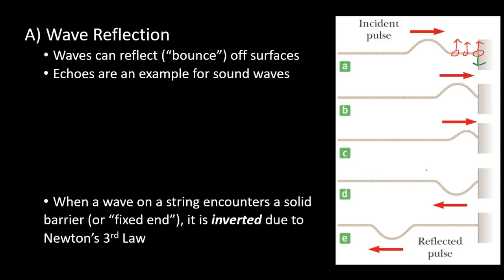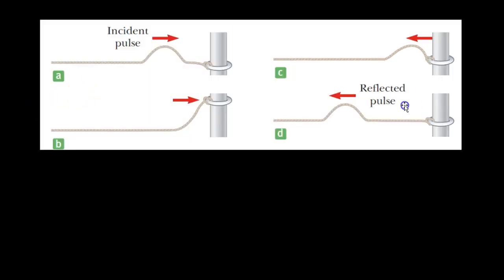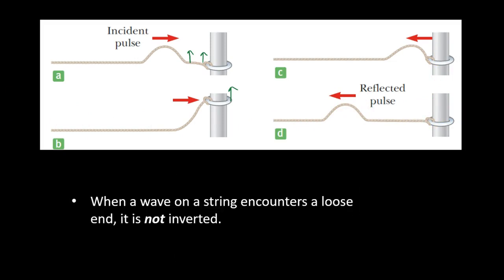So that's our second diagram right here. Here I have that wave pulse coming in. It's again applying upward forces. It's still going to apply an upward force on the ring, but there's no other object for there to be an equal force back in the opposite direction. So the ring just goes up and down like before. So our result is a reflected wave pulse that's on the same side. So it is not inverted as long as we have a loose end, the opposite of before. Fixed ends versus loose ends. You should know that difference.